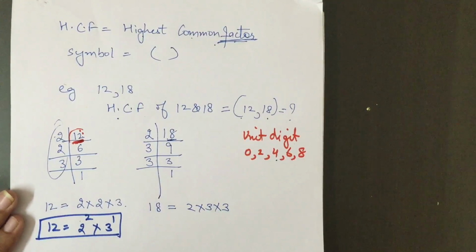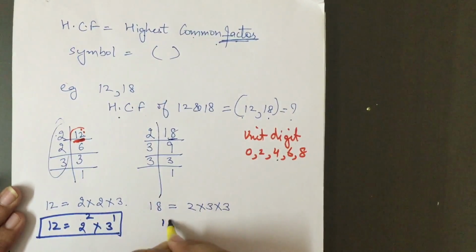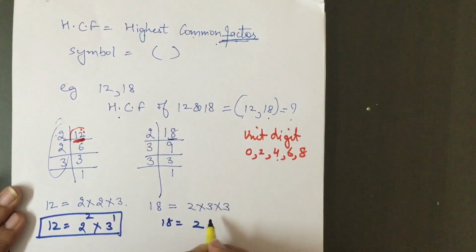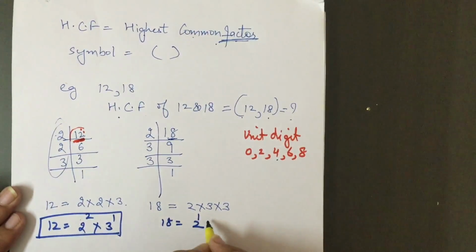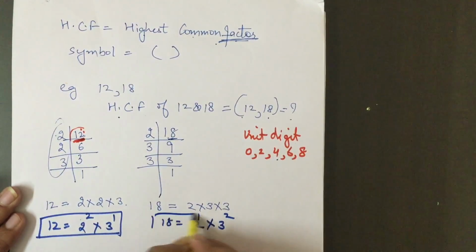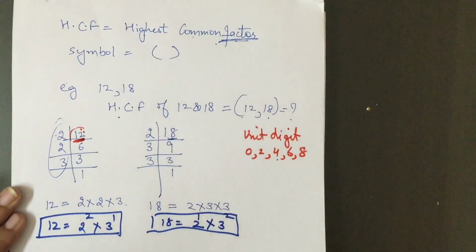Again we will write these factors in the form of exponents. In 18, 2 comes 1 time, it means 2 raised to power 1. 3 comes how many times? 2 times, it means 3 raised to power 2. So here we found the factors of 12 and 18.